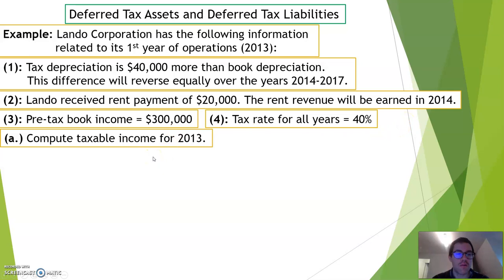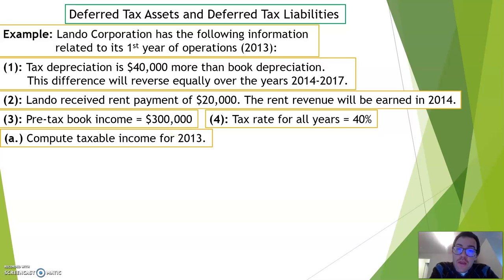Just remember our big picture here with the 4 boxes. They have given us one box: pre-tax book income is $300,000. So from that one box, I can already figure out income tax expense, can't I? I take the $300,000 times the tax rate of 40%, which would be $120,000. I already can get the box below it. But this is crucial here: I need to convert it to taxable income to get the other box over there. This is the key here.